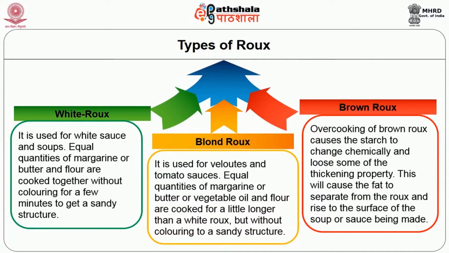Brown roux is used for espagnole sauce and soups. As we discussed earlier, the brown roux is cooked a little longer than the blonde roux. Overcooking of brown roux causes the starch to change chemically and lose some of its thickening property. So we should be careful in this. This will cause the fat to separate from the roux and rise to the surface of the soup or sauce being made. It will also cause too much roux to be used to achieve the required thickness and will give an unpleasant flavor. We will learn about starch, its sources and importance in sauce making.